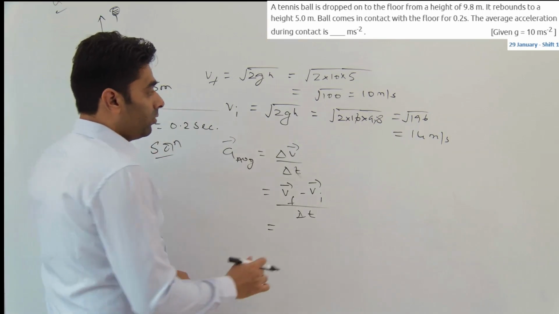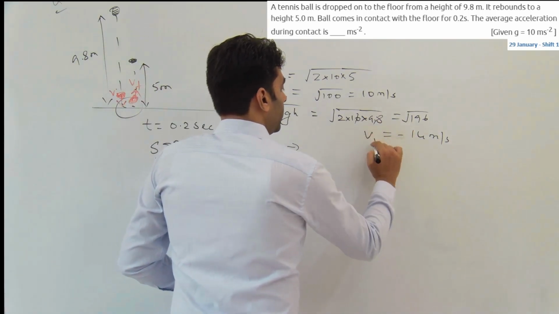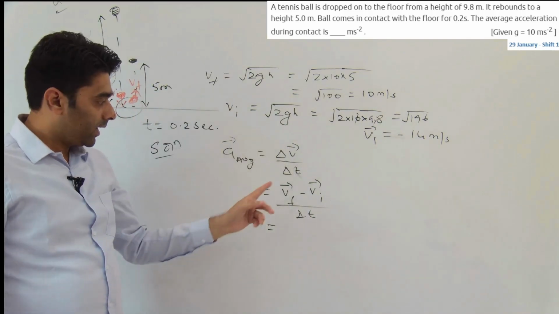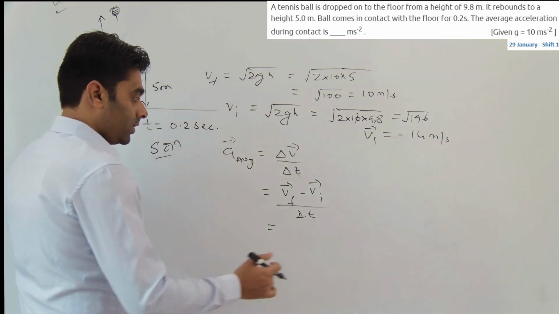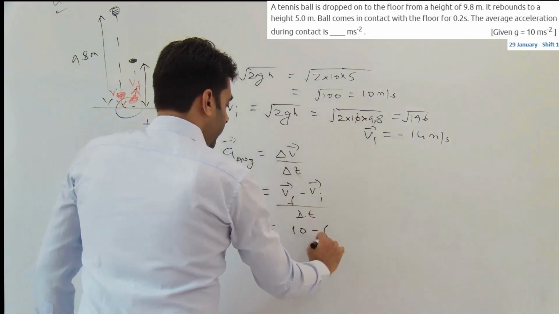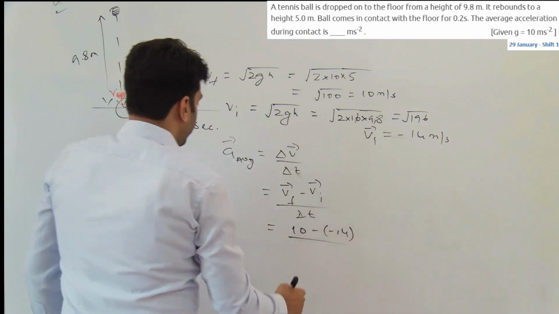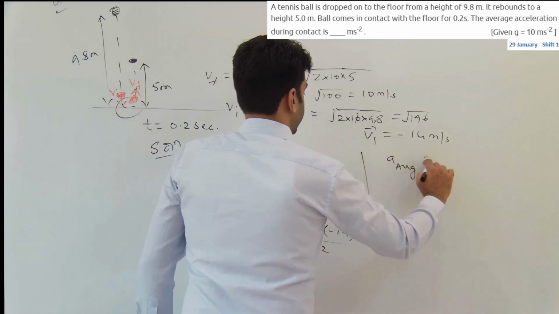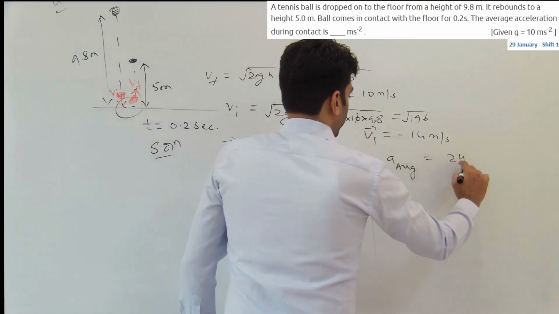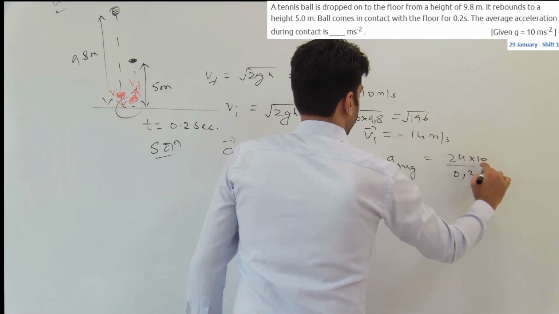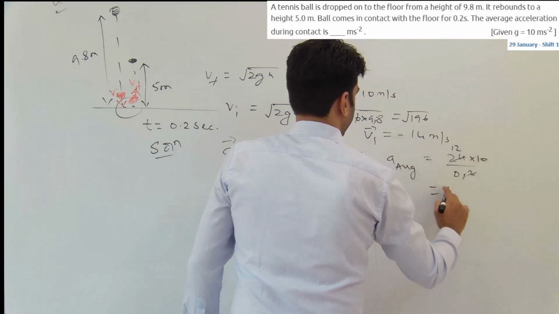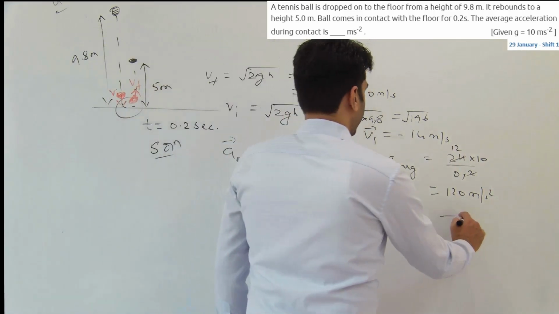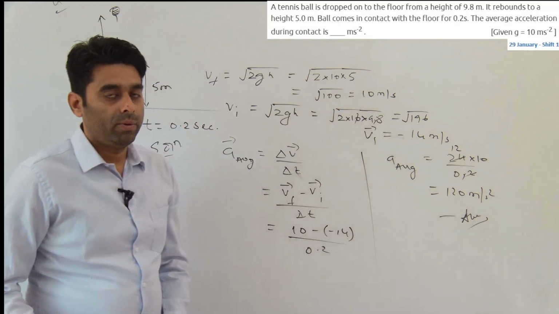But the point to be noted is that initial velocity will be negative. Why? Because it is hitting, coming downward, so it is in the downward direction. V initial is minus 14, velocity direction is downward. So V final is 10 minus of minus 14, divided by time. How much is our time? 0.2. So when we solve it, average acceleration is 14 plus 10, 24 by 0.2, so we get 120 meter per second square. So our answer is 120. Okay? Average acceleration is 120 meter per second square.